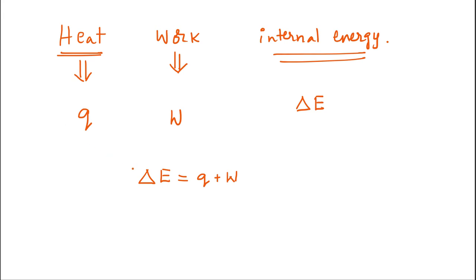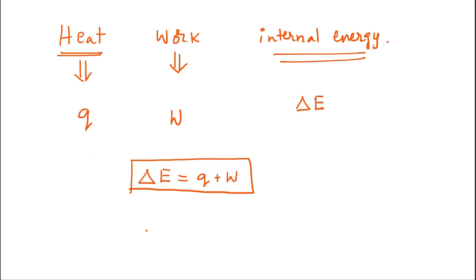So here we have to follow some sign conventions. Why? Because heat is sometimes released by the system and sometimes gained by the system. In the same way, work can be obtained from the system, or we can do work on the system, basically the surroundings. And these heat changes and work changes can be done using the system's internal energy, and because of that its internal energy changes, that is delta E.